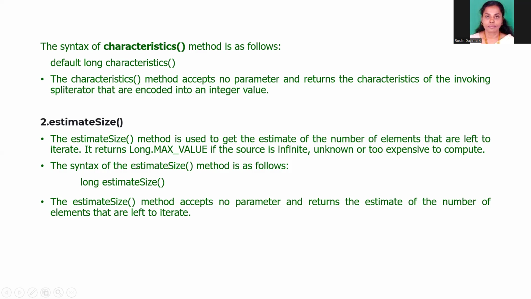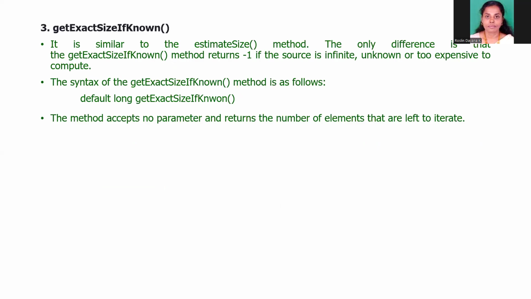EstimateSize is used to get the number of elements in the stream that are left to iterate. What are the remaining elements we have to iterate further? Its return value is the maximum value if it is an infinite set, or it is unknown, or too expensive to compute. So the syntax of the estimateSize method is long estimateSize. The return type is a long value. The estimateSize method accepts no parameter, but it returns the estimate of the number of elements that are left to iterate. Next one is getExactSizeIfKnown.